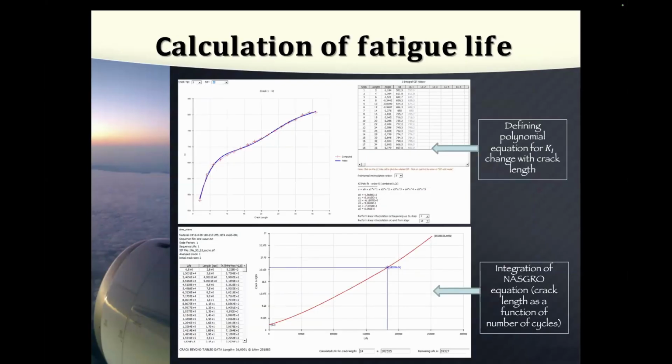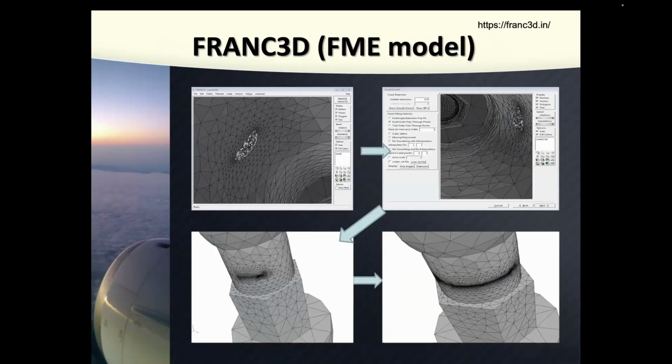Okay, what was the next step? Now, when I have this change of stress intensity factor with the crack length, then I define a polynomial equation of this line, and then I integrate the NASGRO equation using this polynomial. So this was the only way to get the number of cycles. Of course, NASGRO is doing that automatically, but in Frank 2D, I didn't have that option. So I had to integrate this NASGRO equation by myself and get the number of cycles. Again, I compared that to the results from NASGRO and got very good agreement.